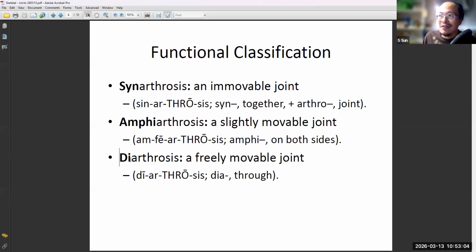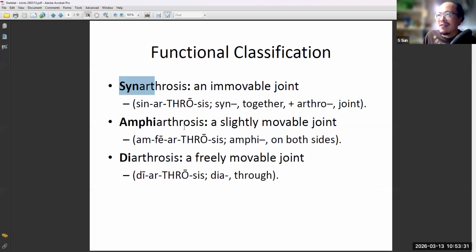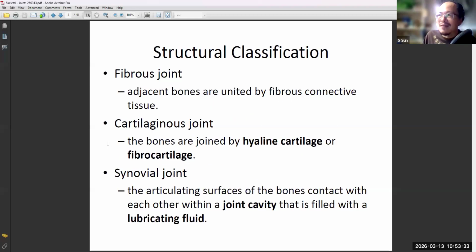So how does synovial fit into these three? The synovial structure allows you to have diarthrosis. And how about the fibrous structure? A fibrous joint gives you synarthrosis, because you cannot move, like a suture. How about the cartilaginous? It can give you some small movement, amphiarthrosis. So it's a little bit like a one-to-one relationship.